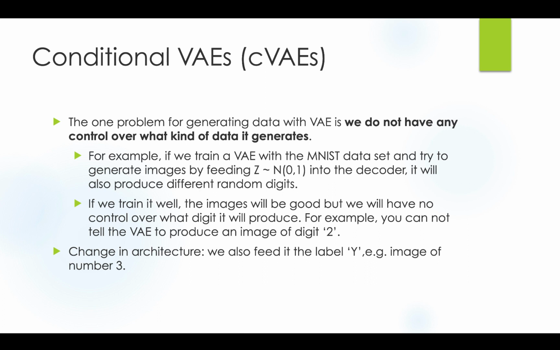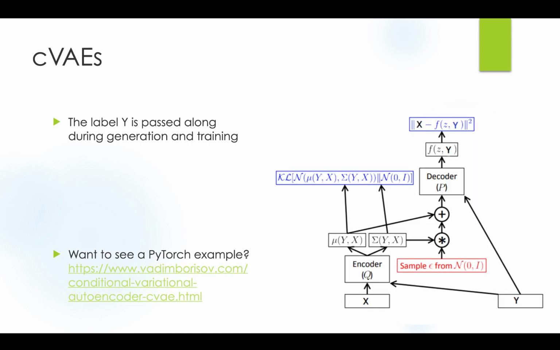So to do this, we need to slightly change our architecture and also feed it the input label y2 in this case, instead of only the image. So in this case here, we pass along the label y both to the encoder and the decoder. Decoder when we generate, encoder when we're training. So this allows us to then just steer the generation of the images, which makes the VAE useful for many more scenarios.